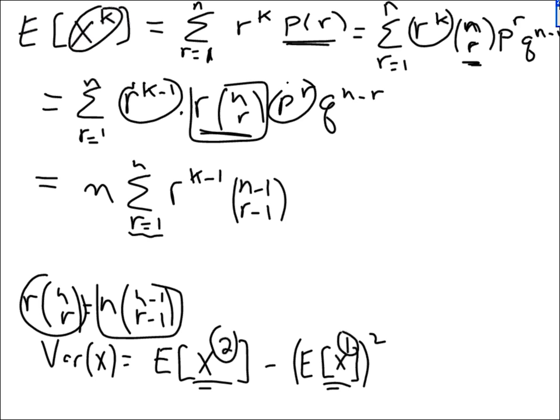I'm going to pull out one of the p-values, because somehow I know that the expected value is going to be np times something. So I pull out one p, and I'm left with p to the r minus 1 times q to the n minus r. Okay, let's try that a second time.